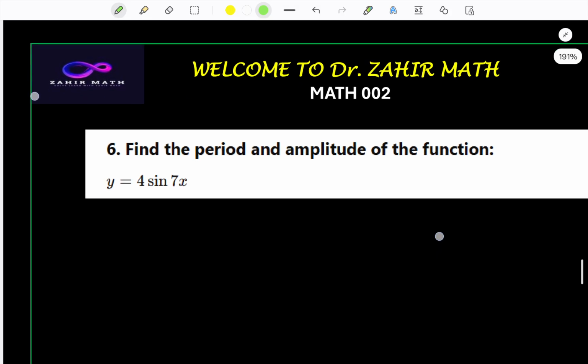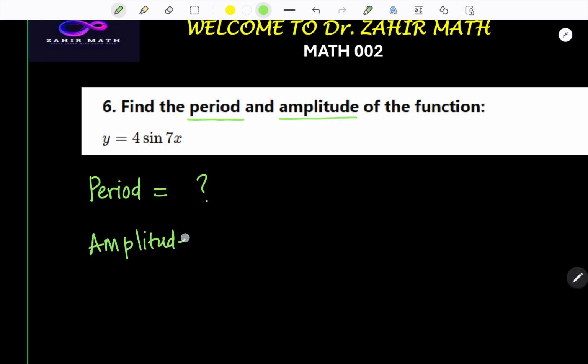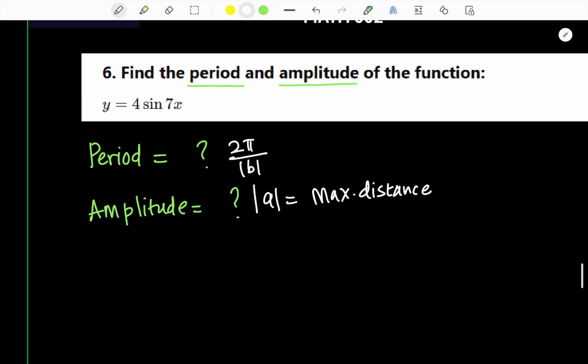The next question is, find the period and amplitude of the function. What is the formula for period? What is the formula for amplitude? Do you remember? Amplitude means maximum distance, which is given by the formula absolute value of A. Period is given by the formula 2 pi divided by absolute value of B. Now the question comes: what is A? What is B? Now take your question.